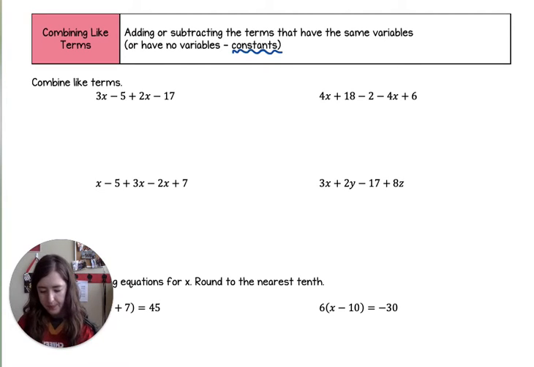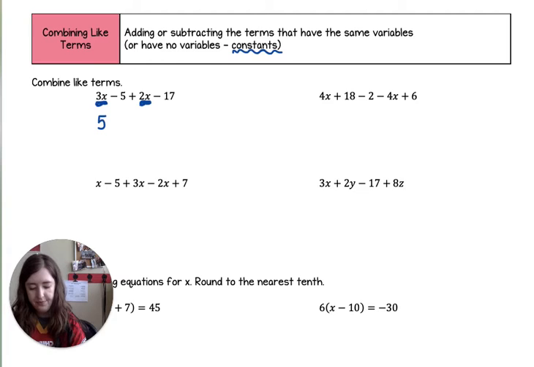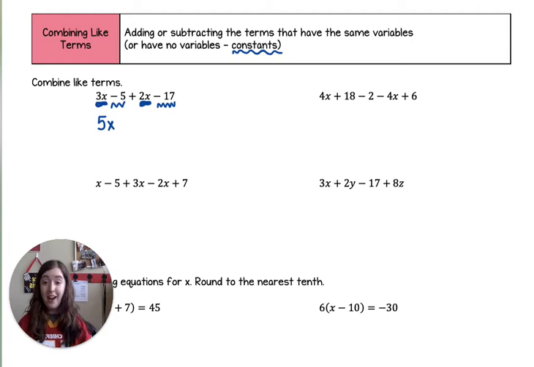So here's what I mean. I have a 3x right here. Let's see if there's anything else with an x. Plus 2x. So 3x plus 2x makes 5x. Then I have a negative 5. He doesn't have any x's on it. And the other guy that doesn't have any x's on it is negative 17. So negative 5 minus 17 is negative 22. So I'll have to have minus 22. And then all my like terms are combined. Since 5 has an x with it and 22 doesn't, I can't put them together.